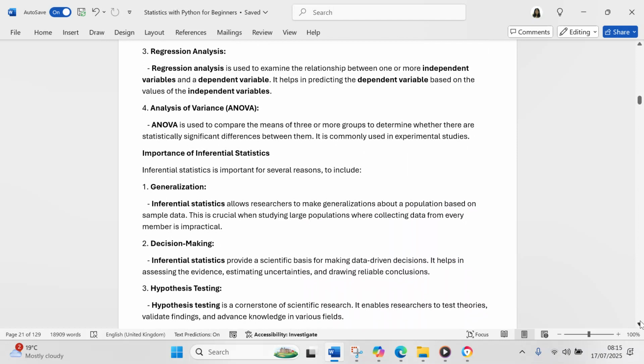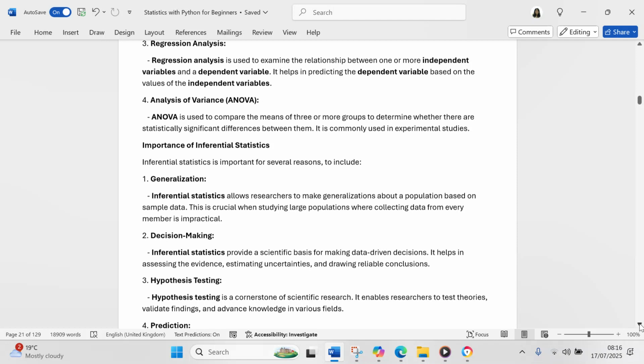You've got regression analysis. Regression analysis is used to determine the relationship between one or more independent variables and a dependent variable. It helps in predicting the dependent variable based on the values of the independent variables. You've got analysis of variance, which is ANOVA. ANOVA is used to compare the means of 3 or more groups to determine whether there are statistically significant differences between them. It is commonly used in experimental studies.